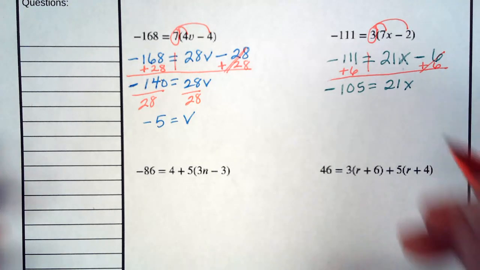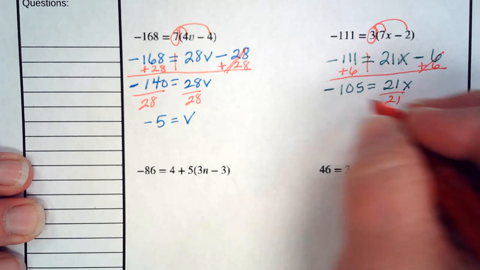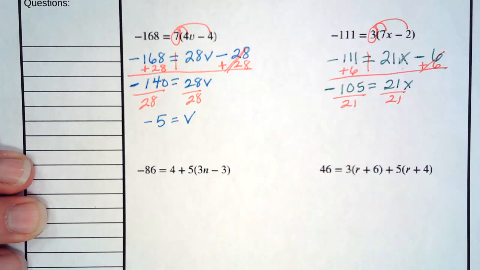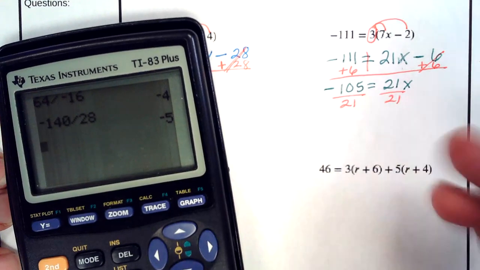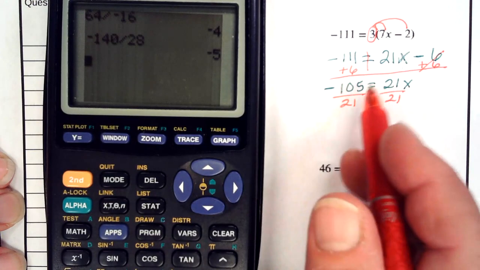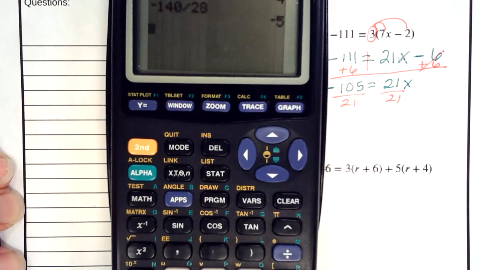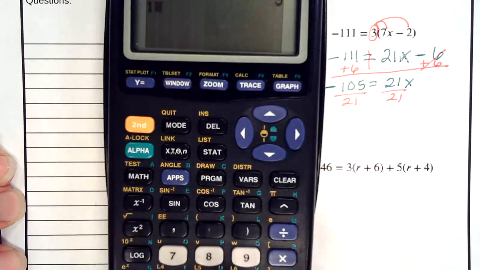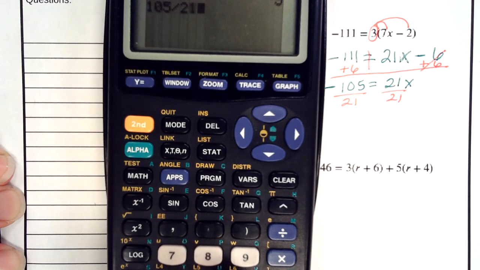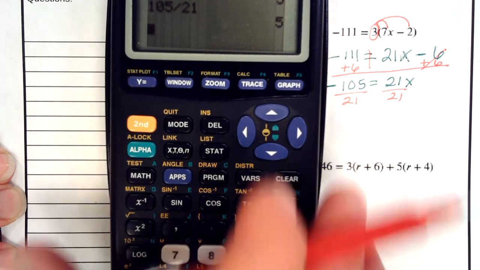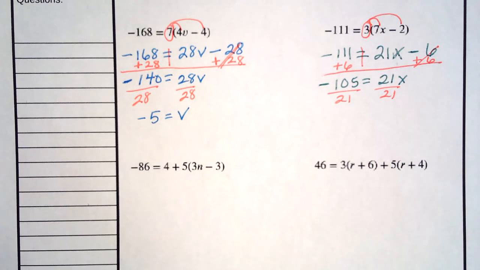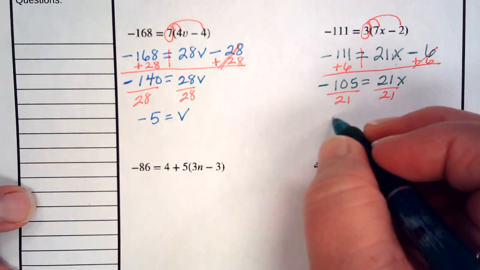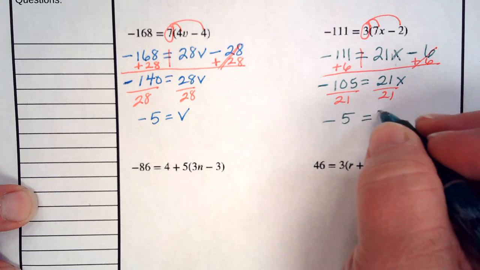Last step is to divide by 21. And I can tell you right now it's going to be 5 because 20 goes into 100 5 times, and then you'd have that other 5. So 105 divided by 21 is 5. We know it's a negative divided by a positive, so this is a negative 5 is equal to x.